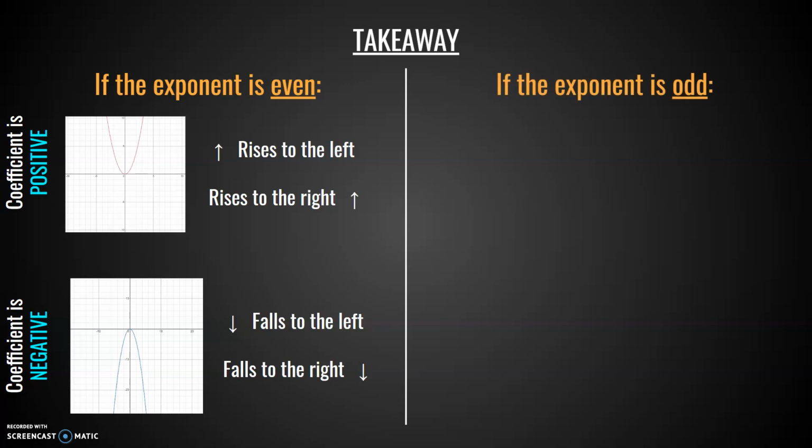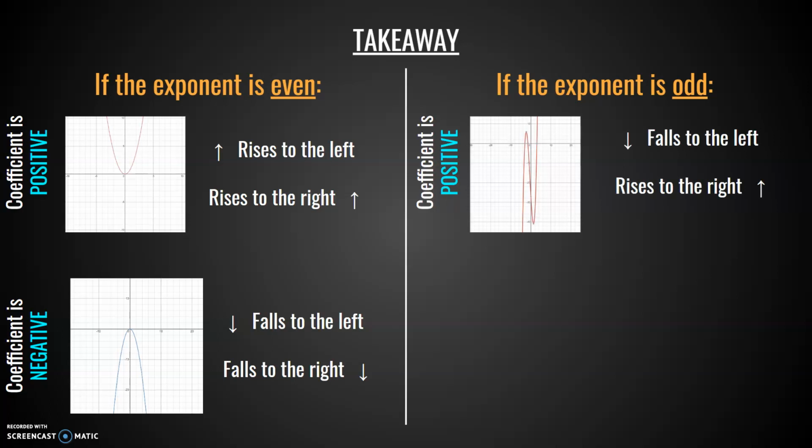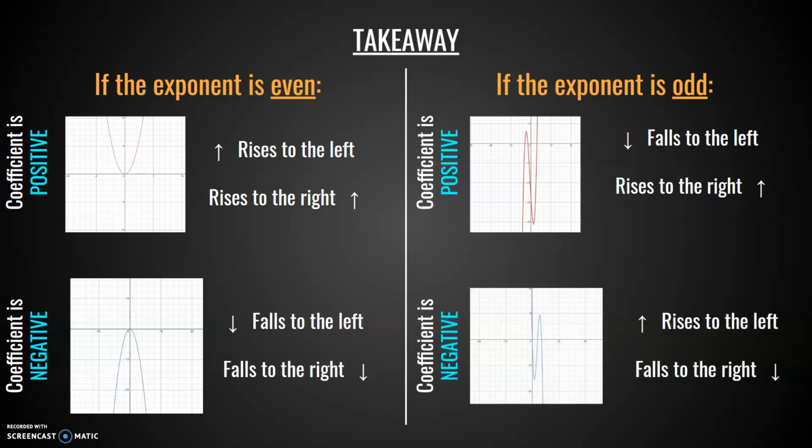Now, if the exponent is odd and the coefficient is positive, the graph will fall to the left and rise to the right. If the exponent is odd and the coefficient is negative, the graph will rise to the left and fall to the right.